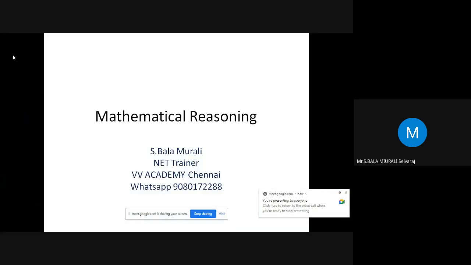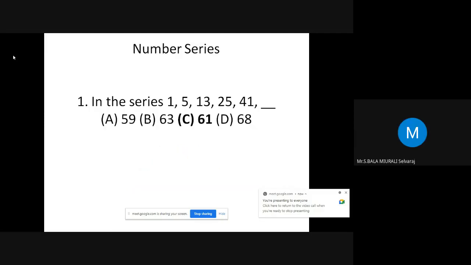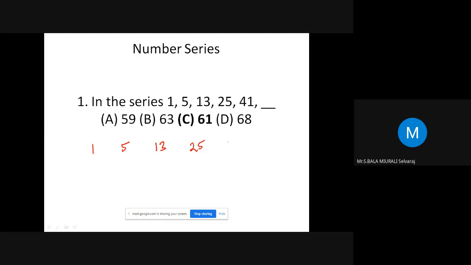Okay, I hope everybody sees the slideshow. So, number series, a very prominent model in the NET examination. In a number series, from one number to another number there exists a relationship. Your duty is to find the relationship between one number and another and establish the same in the place of the dash. Got it?